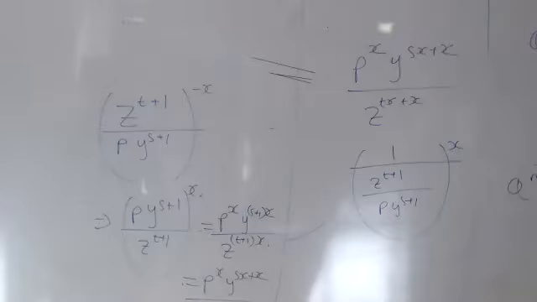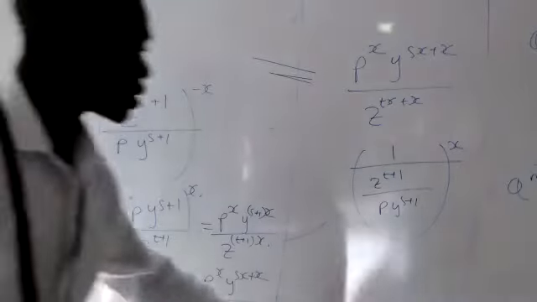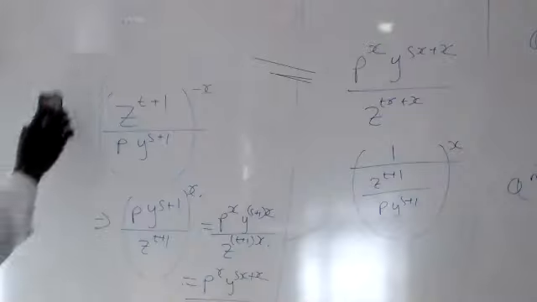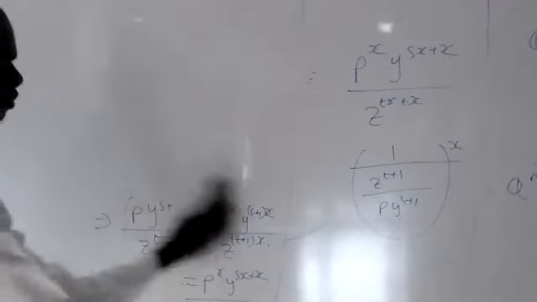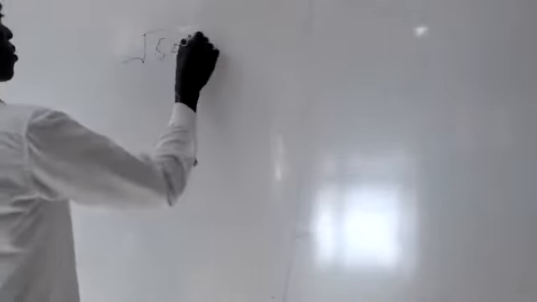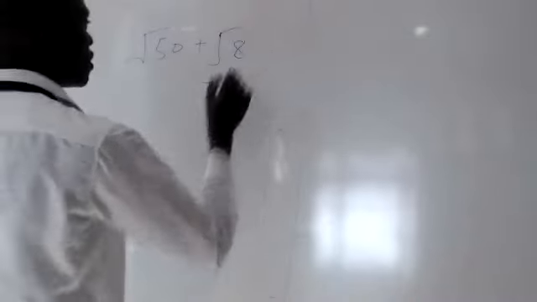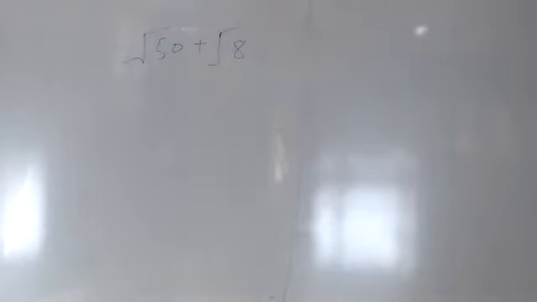More questions? What was the next problem? Combine the following radicals. It was root 50 plus root 8. You're supposed to combine these two.